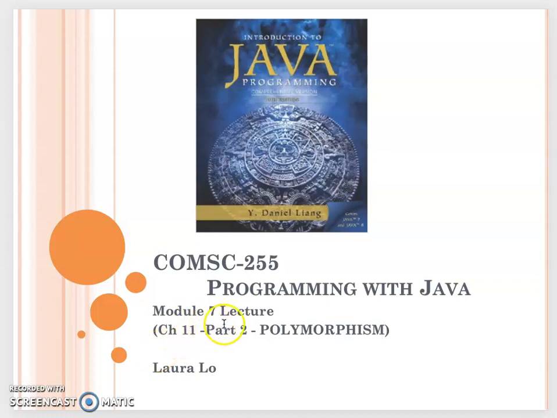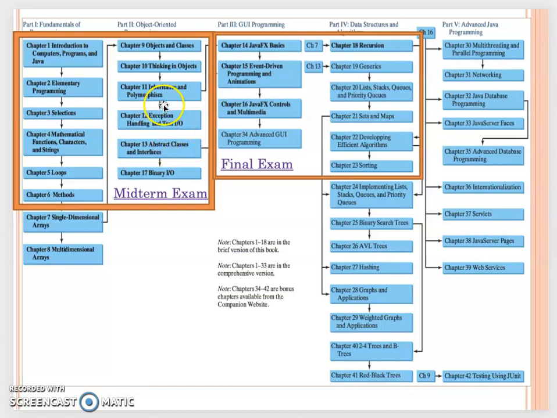We are in Module 7. This week we will continue to talk about polymorphism. We will finish Chapter 11, where we talk about inheritance and polymorphism. Last week we introduced the inheritance relationship. We have the "is a" relationship. So all the child classes inherited from the superclass are one kind of superclass object. So that brings us to polymorphism.